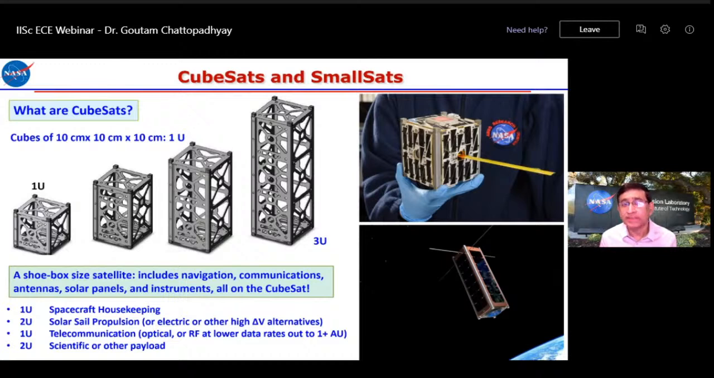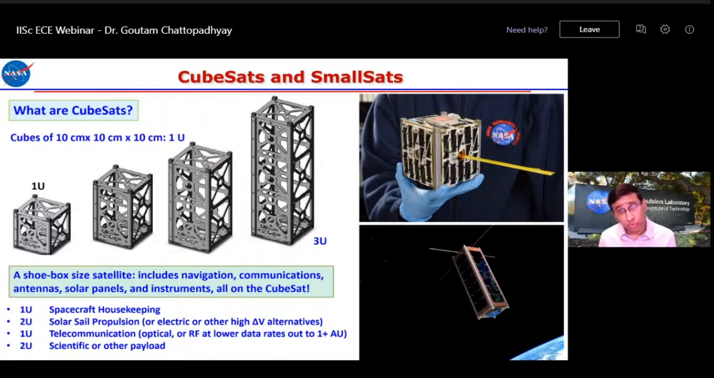CubeSats are shoebox-sized satellites. They go by the size of one U. U stands for a cube of 10 centimeters by 10 centimeters by 10 centimeters. But if you are trying to build a science instrument in a CubeSat, then we think that you need at least about 6 U of size, because you need 1 U for spacecraft housekeeping.